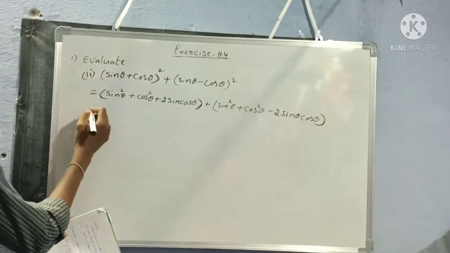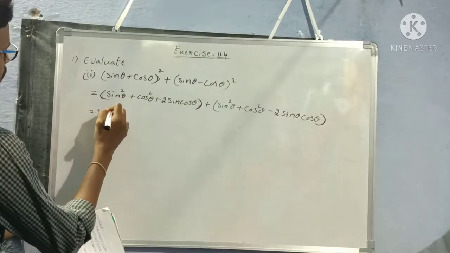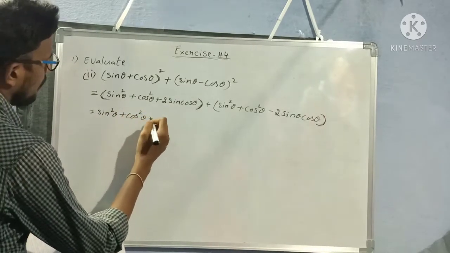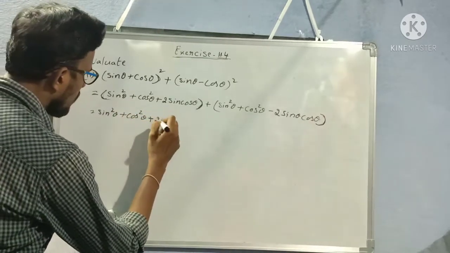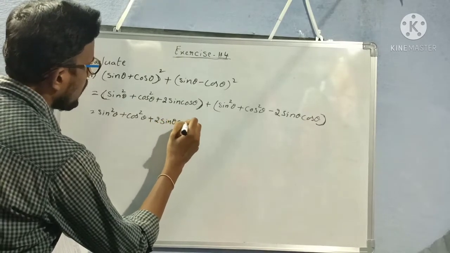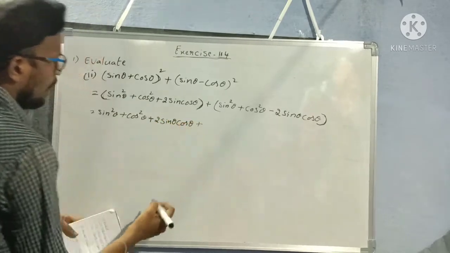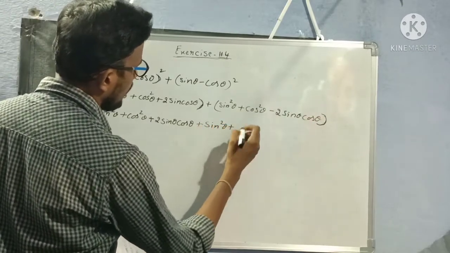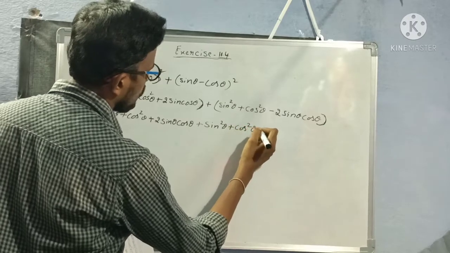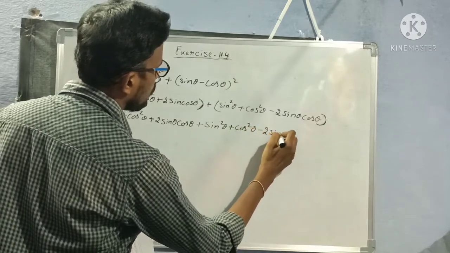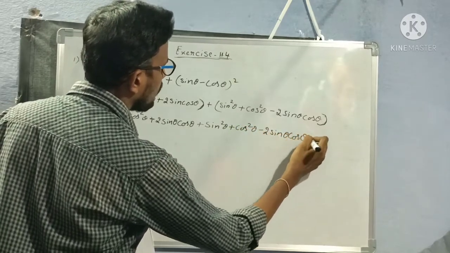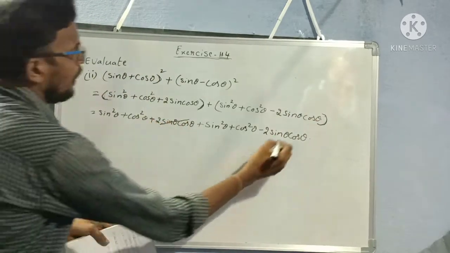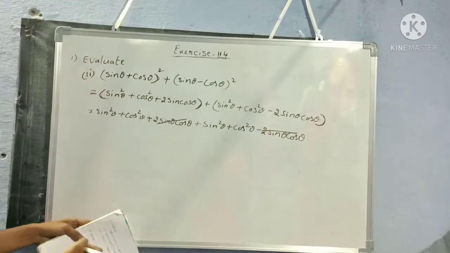Now open the brackets. That is equal to sin square theta + cos square theta + 2 sin theta cos theta, plus, again opening the bracket, sin square theta + cos square theta − 2 sin theta cos theta. Now here, plus 2 sin theta cos theta and minus 2 sin theta cos theta get cancelled.